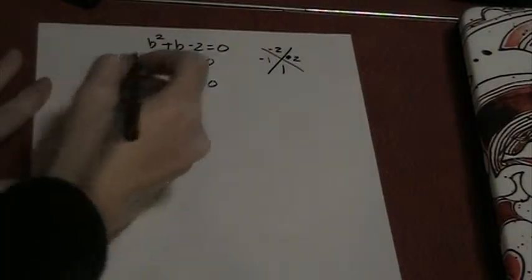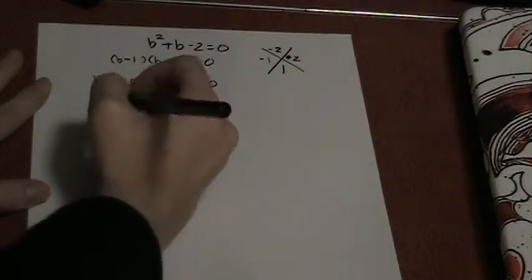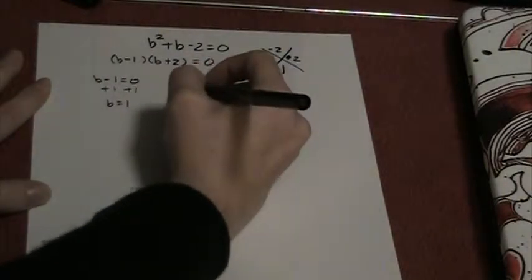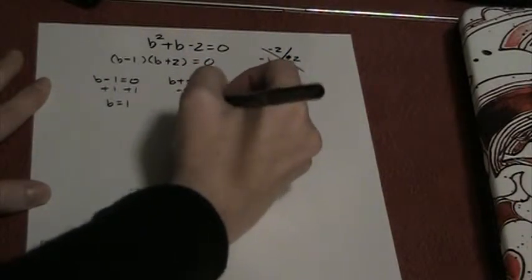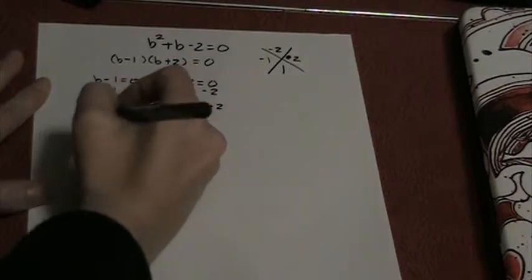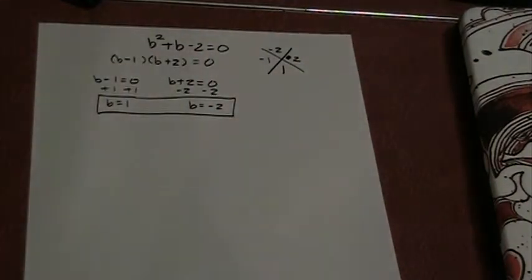And so here I would add 1 to both sides. I'd get b equals 1. And then here I would subtract 2 from both sides, get b equals -2. So that would be my two solutions to this equation.